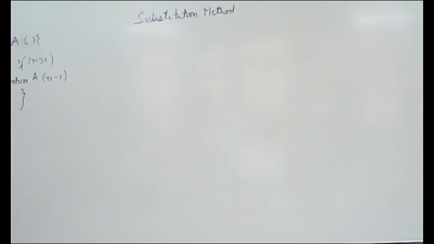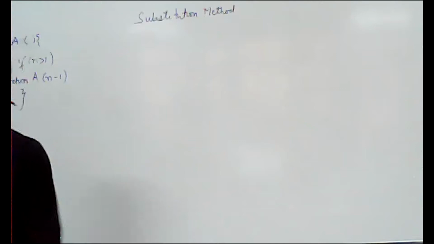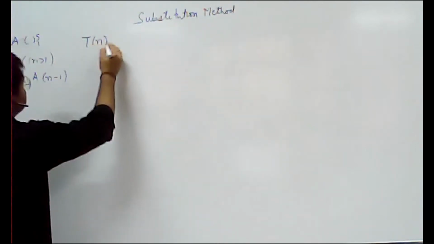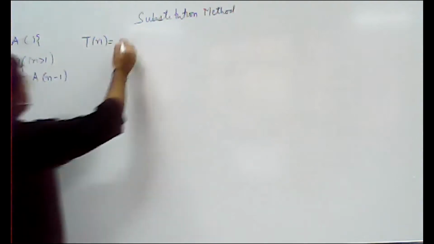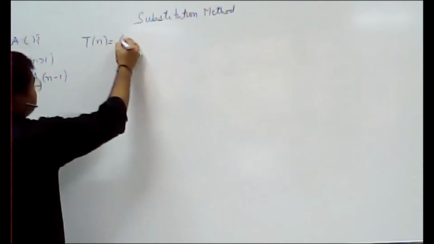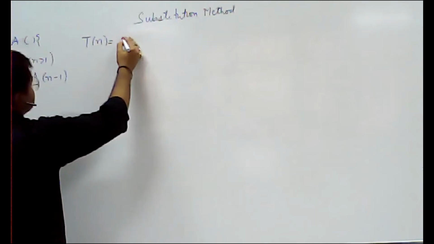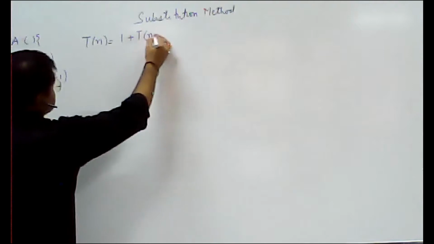So what is the base criteria here? Basically the base criteria is n is equal to 1, because until n is equal to 1, a(n minus 1) will be called again and again. So we can write the recurrence for this relation as T(n) is equal to some constant time for this comparison. Suppose I represent the constant by c, or you can also represent it by 1. Suppose I am taking 1 as a constant, plus T(n minus 1).